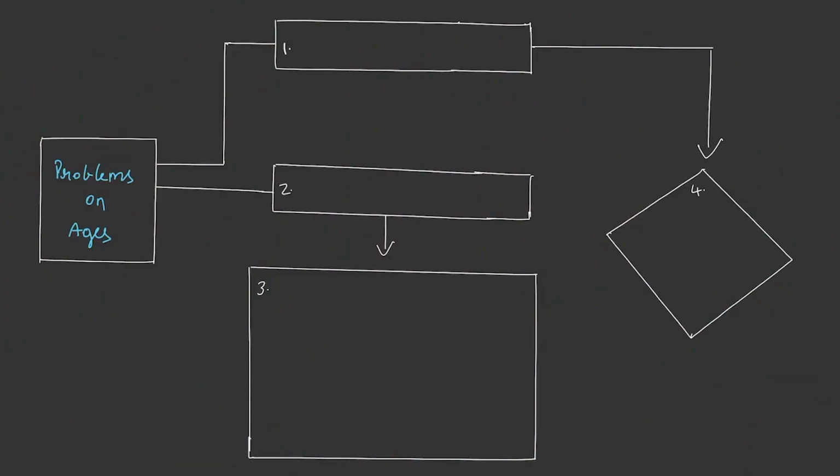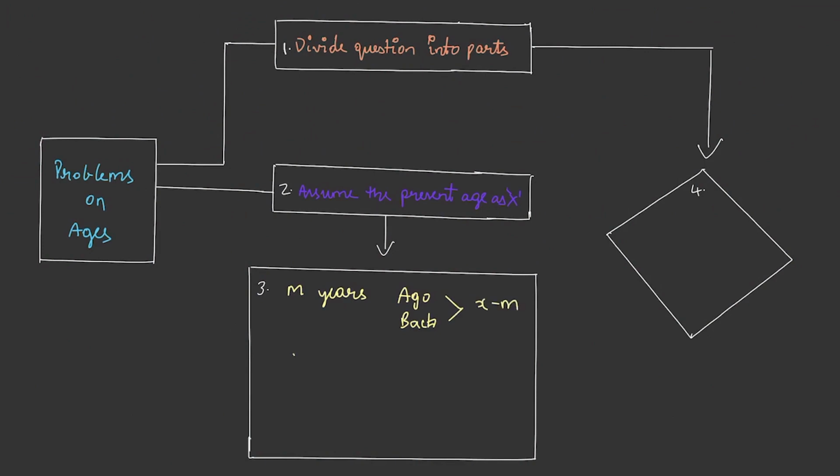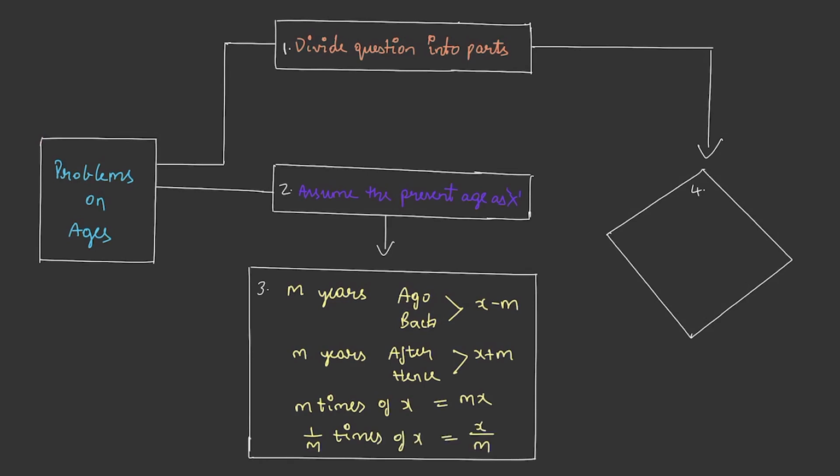Having understood the categories involved in this concept, let's solve the type 1 problems, that is ratio questions. Firstly, divide the question into parts. Then assume the present age as x. As the current age is x, m years ago or m years back will be x minus m. M years after or m years hence will be x plus m. M times of x will be mx and 1 by m times of x will be x by m. Finally, we need to derive an equation from each divided part of the question to find the solution. Keep in mind that this is a standard format to solve all types of questions in the ages concept.